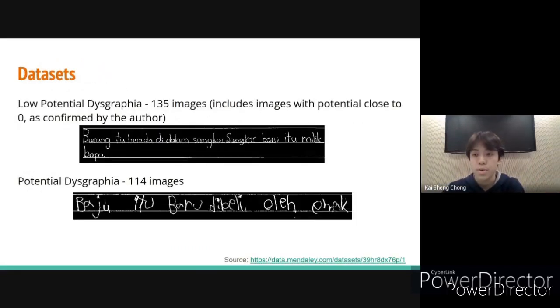This is the open source dataset we found, and it was gathered through data collection techniques carried out on primary school students and children undertaking intervention at the Malaysian Dyslexia Association. It was determined by the authority whether the handwriting had potential or low potential. For low potential dysgraphia, we have 135 images, including those with potential close to 0 as confirmed by the author. And for potential dysgraphia, we have 114 images.